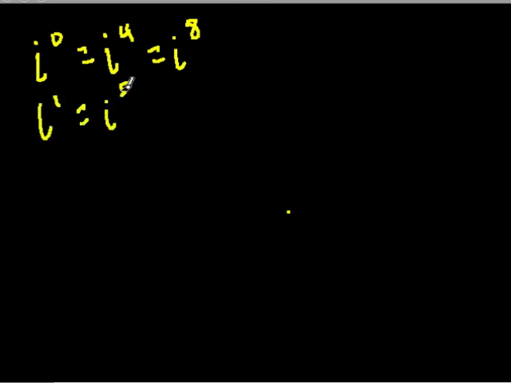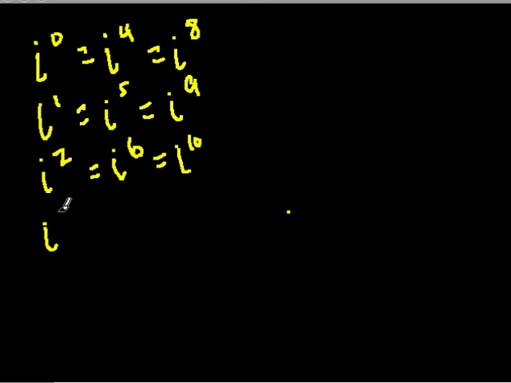Okay, so if those are equal, if i to the 0 equals i to the 4th, and this keeps going, then it also means that i to the 1st equals i to the 5th, right? We're going up exponents by 4 each time, which equals i to the 9th. And if we look at i to the 2nd, our third step in the pattern, that equals i to the 6th, which equals i to the 10th, and so forth. i to the 3rd, the last part of the pattern, equals i to the 7th, which equals i to the 11th, and so forth.